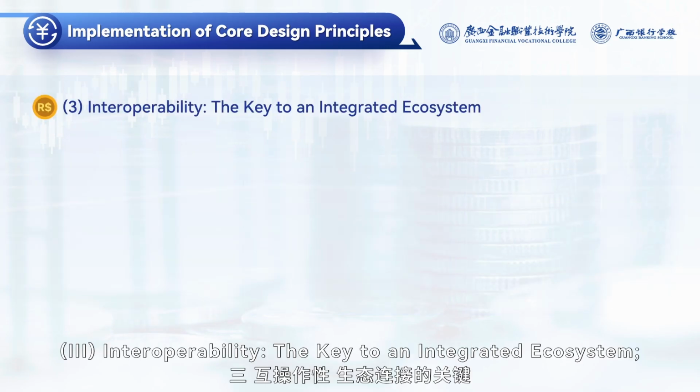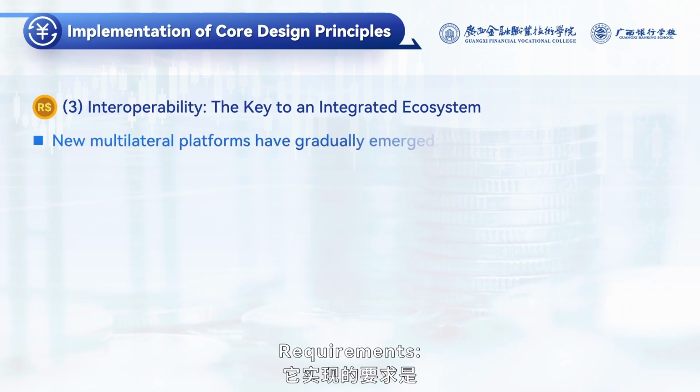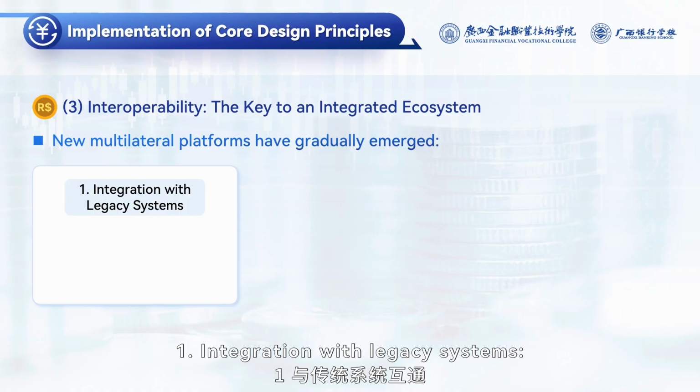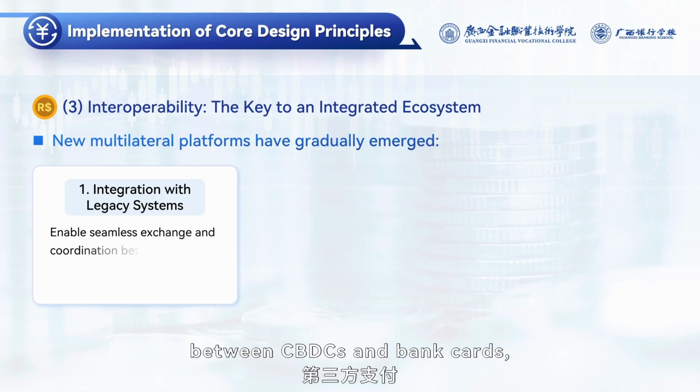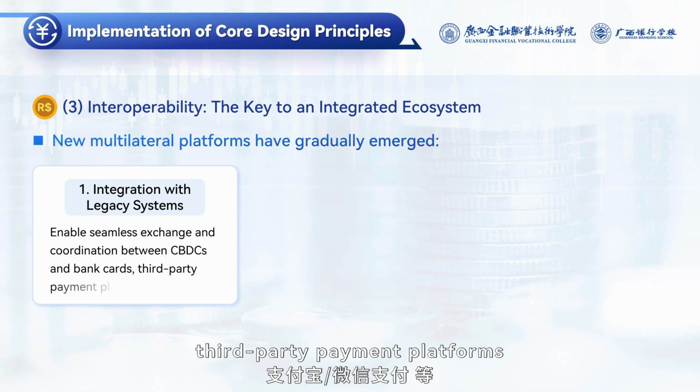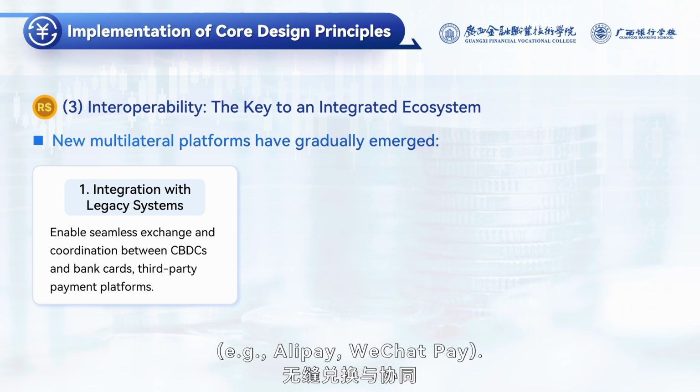3. Interoperability, the key to an integrated ecosystem. Requirements. 1. Integration with legacy systems. Enable seamless exchange and coordination between CBDCs and bank cards, and third-party payment platforms, for example, Alipay, WeChat Pay.